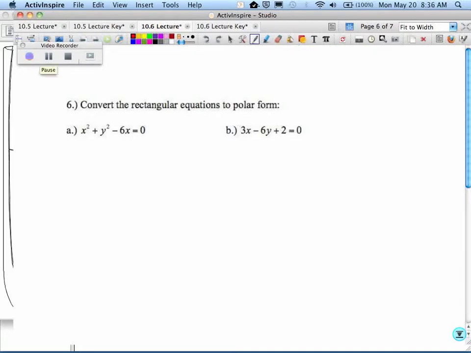So I'm going the other direction. What am I dealing with in part A? It's r squared. What am I dealing with though first? That's a circle, because it's x squared, y squared, same number, both positive, same number in front.